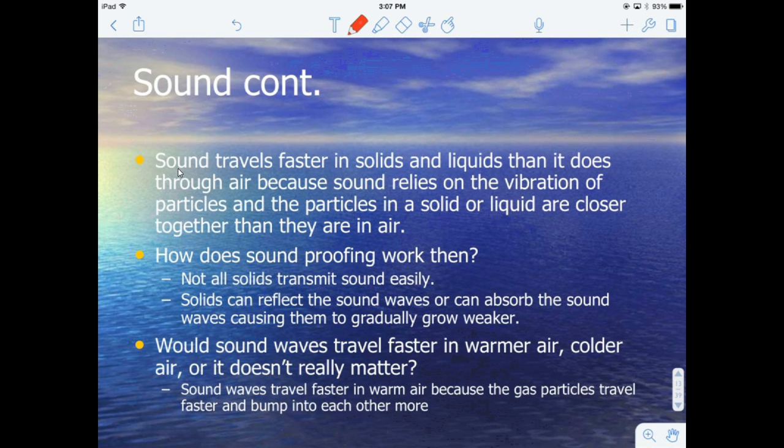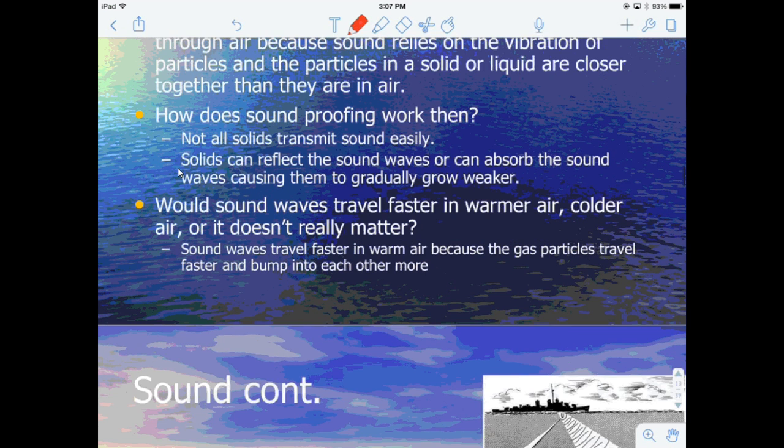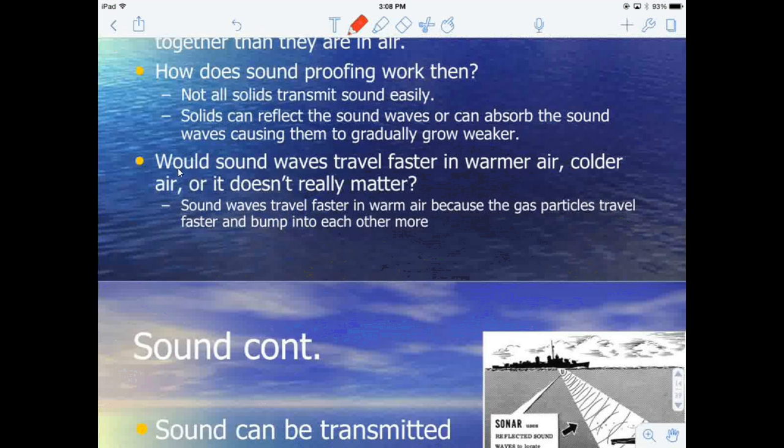And how does soundproofing work then? This is where I want to get into the behavior of waves. Some materials reflect waves, some absorb them, which is what soundproofing material does. It absorbs the sound waves and doesn't allow them to echo or reverberate off the walls or anything like that. We'll talk about the different behavior of waves as well. And sound waves travel faster through warm air because the gas particles, the air molecules, are already moving faster.